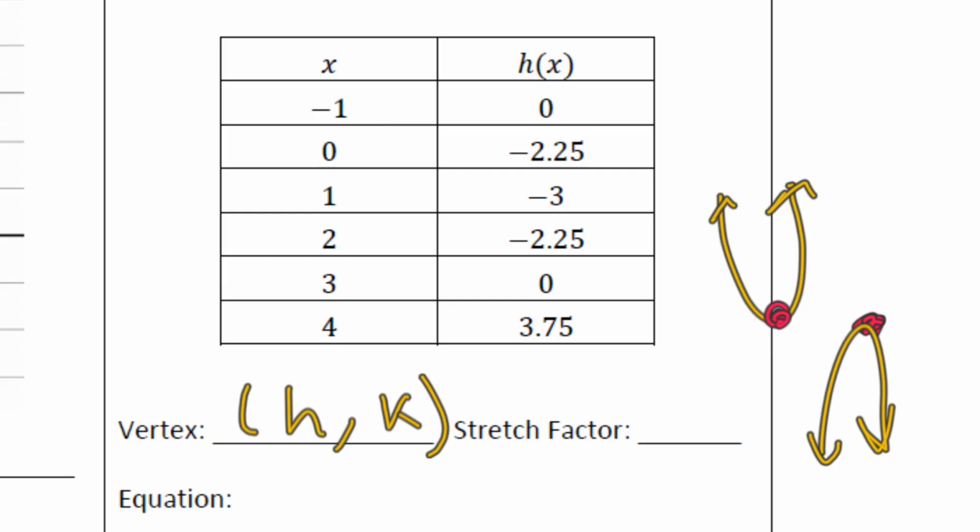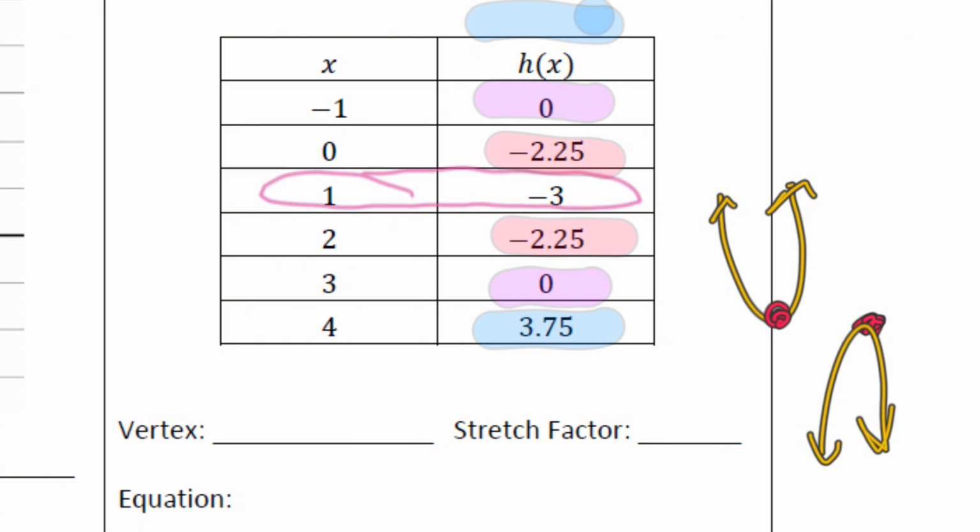So right now we're just going to look at the y values on the table, and you can see how it goes -2.5 on both sides, and 0 on both sides, and then eventually, if we were to go a little bit more negative, we would also have 3.75 on both sides. But if you notice, the (1, -3) is really the only odd one out. So we know that is our vertex point because that would be where it begins to open up.